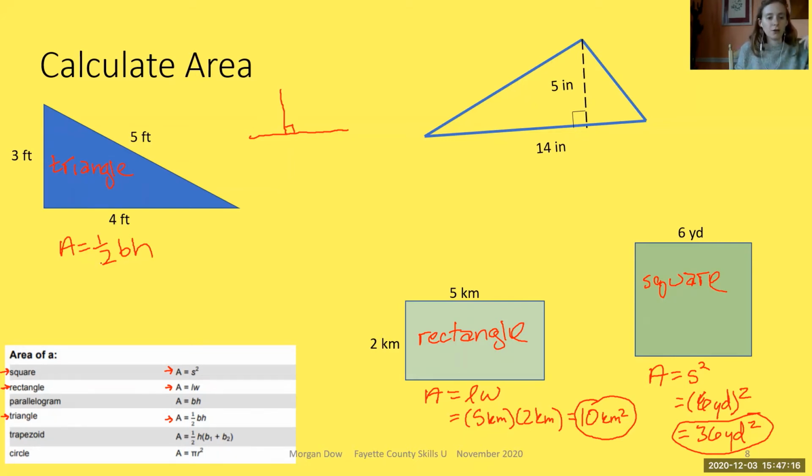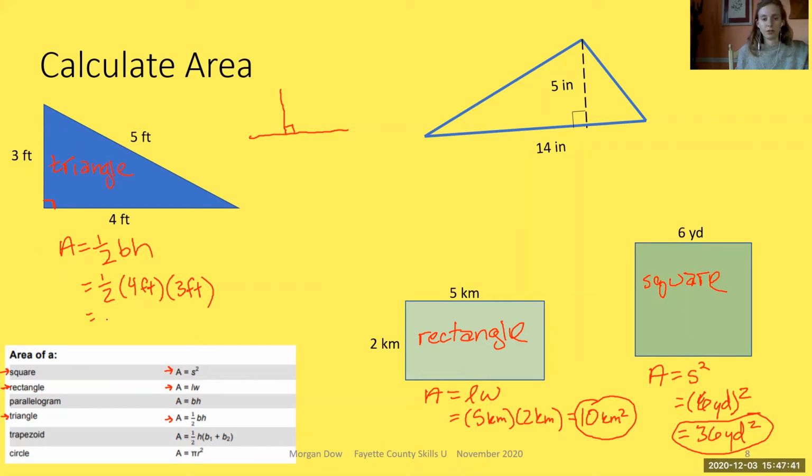So for this triangle, the base would be 4 feet, and the height would be 3 feet, because we can see that that 3 feet is coming up from 4 feet at a right angle. So that measurement of 5 feet along the third side, we don't even need to use that. It's not important for calculating the area.